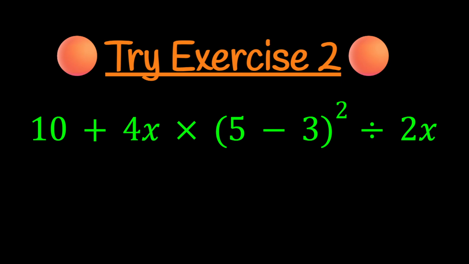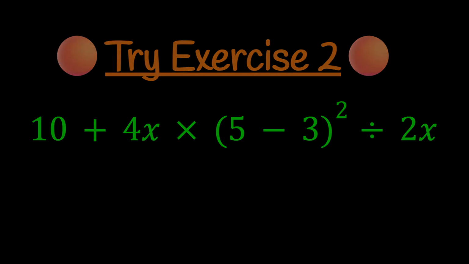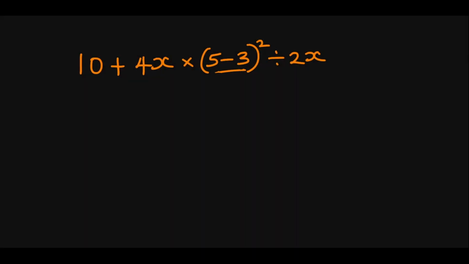For this second try exercise, we have brackets and then we have orders or powers, so we are going to go with the order of operations in that order. So the bracket first, which is 5 minus 3. So this gives us 10 plus 4x times 5 minus 3 is 2. So this is 2 raised to power 2 divided by 2x. The next thing is to do the powers, which is still the 2 squared.